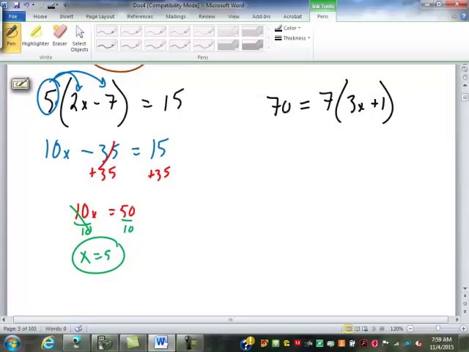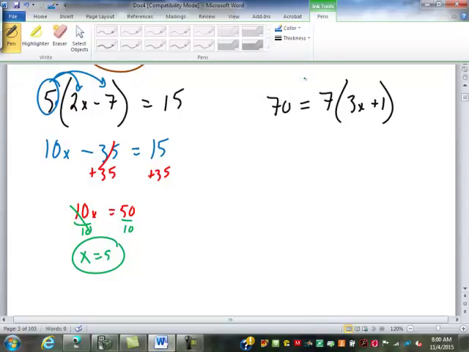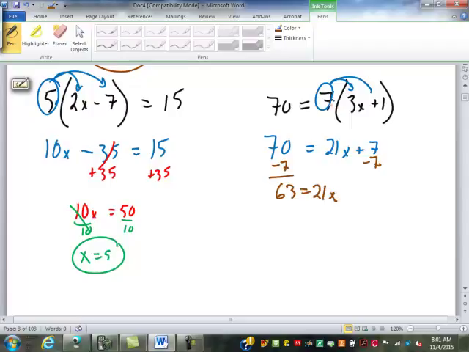Try that one in your notes. Where do we start? 3. We do the 7 times the 3x plus 1. 7 times 3x is 21x. 7 times 1 is positive 7, so plus 7. From there, what do we do? Subtract 7. 63 equals 21x, and then divide by 21. 3 equals x.